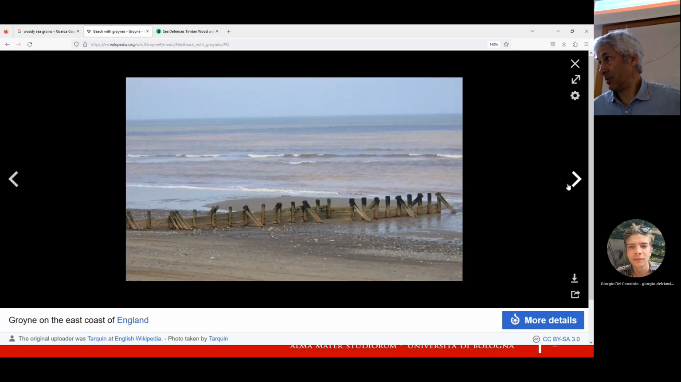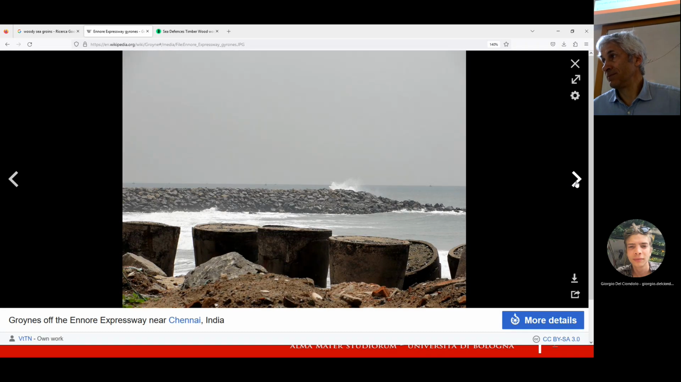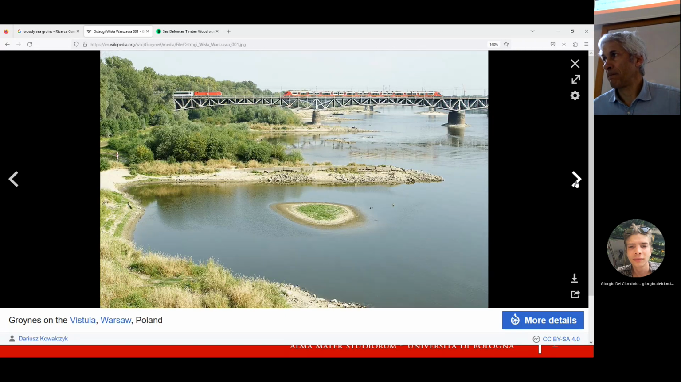This is another example of a woody groin. This is, I would say, again, woody. And you see here, this one looks like a short groin. It's not extended up to the surf zone. This is a boulder groin. Again, river groins.